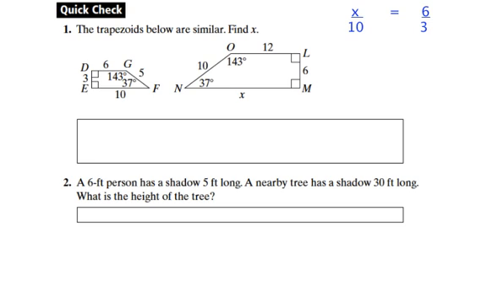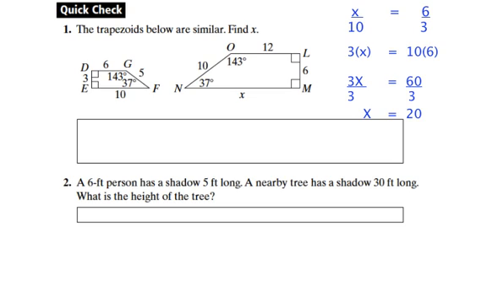Now you're ready to cross multiply. 3 times x and 10 times 6. 3 times x is 3x. 10 times 6 is 60. Now we need to divide both sides by 3. 3x over 3, the 3's cancel each other out, you're left with x. 60 over 3 equals 20. So x equals 20. For number 2, a 6-foot tall person has a shadow of 5 feet long.